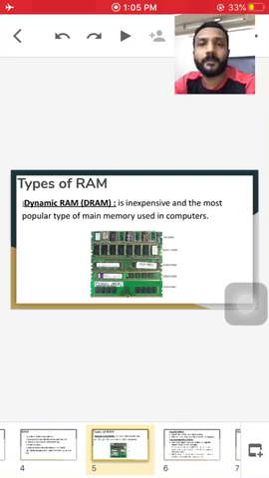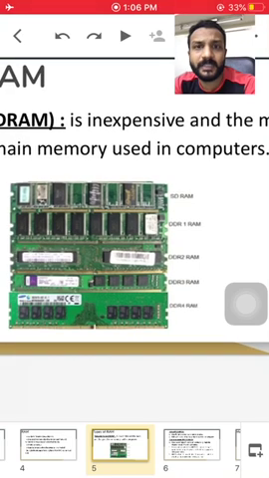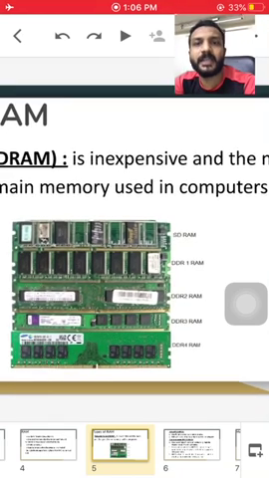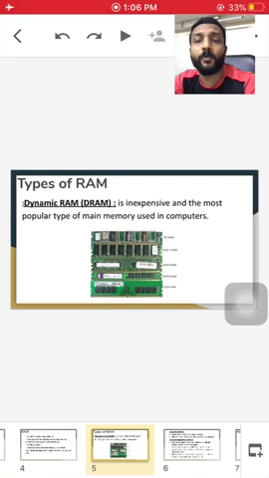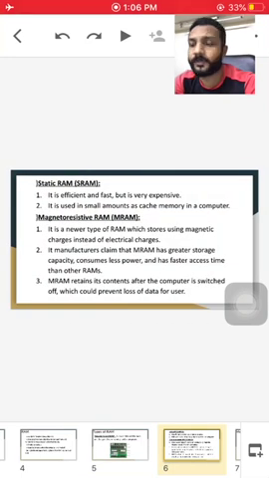Now we have different types of RAM. First one is DRAM, that's dynamic RAM. It is inexpensive and the most popular type of main memory used in computers. Apart from that, we have different types of RAM that you can see in the image: SDRAM, DDR1 RAM, DDR2, DDR3, DDR4. These are the updated versions of the RAM. The latest one we have is DDR4. Right now it is in use. It is faster than DDR1, 2, and 3.